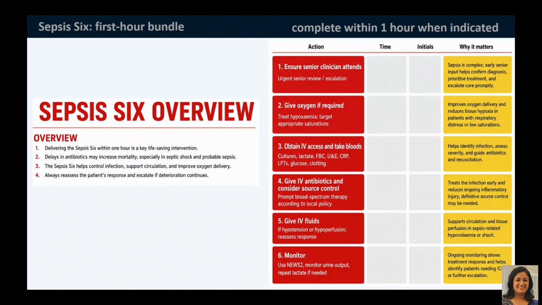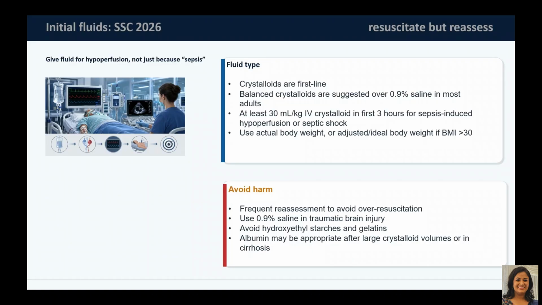NEWS 2 does not monitor the urine output. That's why they are separately putting urine outputs also. NEWS has 6 parameters, as I said earlier. It does not have urine output there. So other than the NEWS 2, urine output has to be monitored, and all the investigations have to be repeated appropriately. So those are the other one bundle, or the Sepsis 6, where they are emphasizing the importance of senior clinical attention in sepsis management.